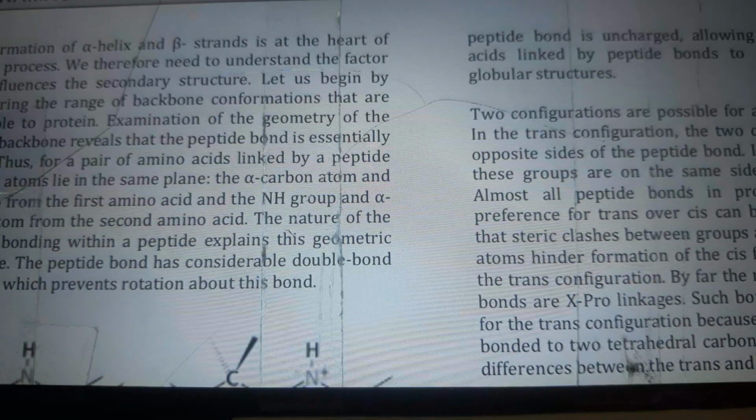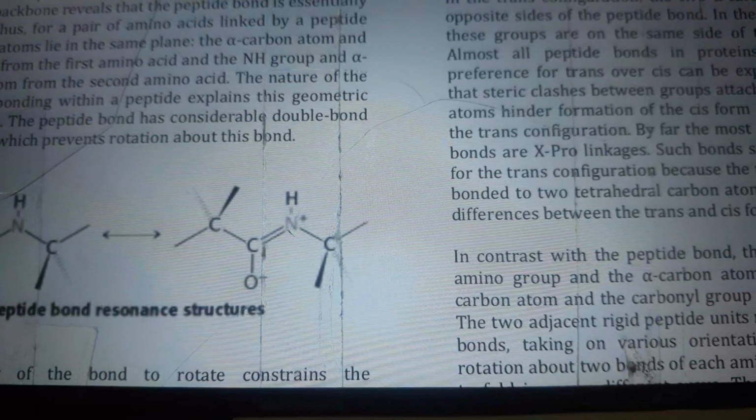Okay, so the Ramachandran plot. The formation of alpha helix and beta strands is at the heart of the folding process. We therefore need to understand the factors that influence the secondary structure. Let us begin by considering the range of backbone conformations that are accessible to a protein.